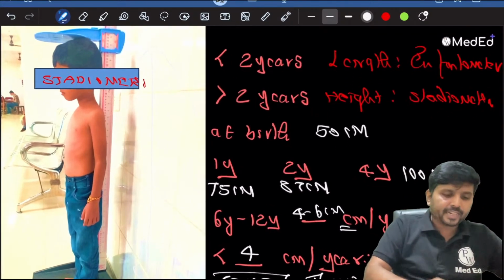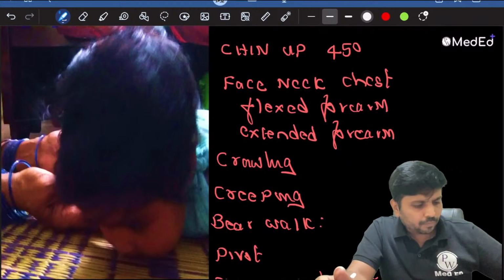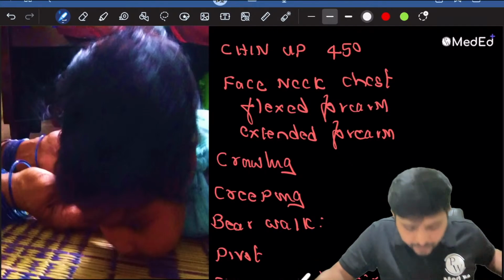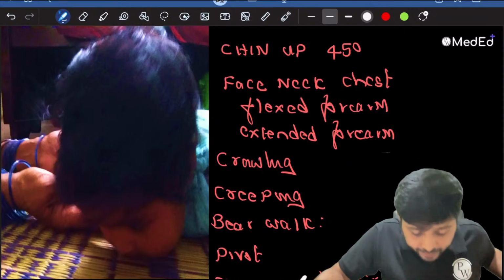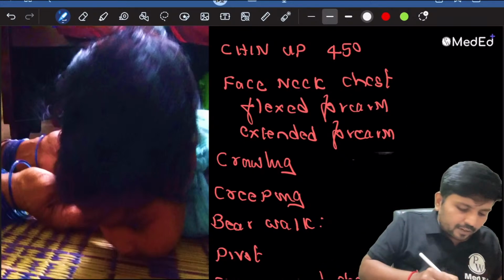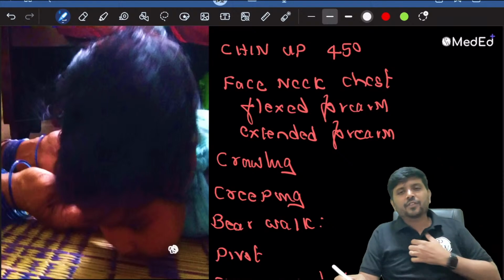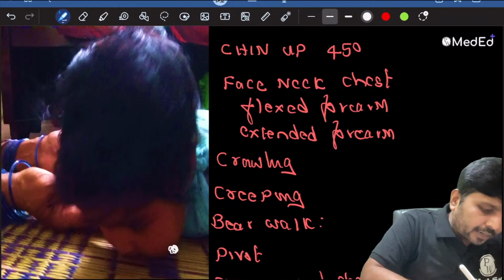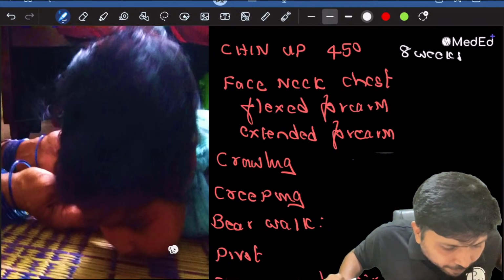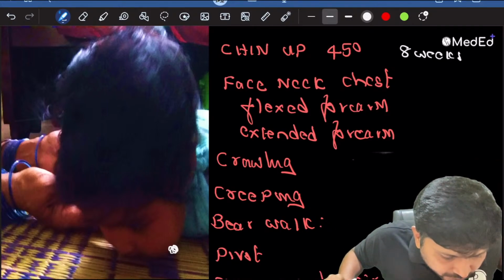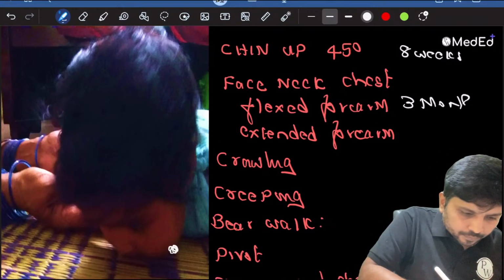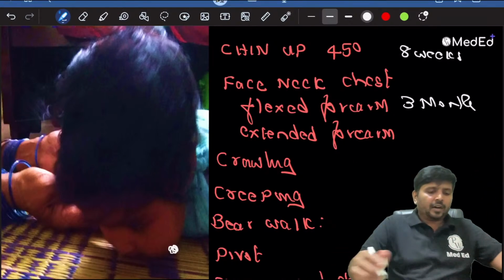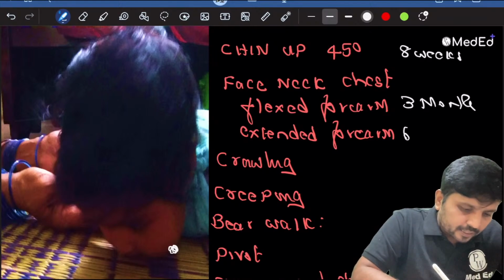Stadiometer. Then next, milestones. The child is trying to lift the neck. The child is here trying to lift the chin, chin 45 degrees above the level of the ground. Usually occurs by 8 weeks. Then what will happen? Face, neck and chest with flexed forearm, 3 months. Extended forearms in prone position, 6 months.